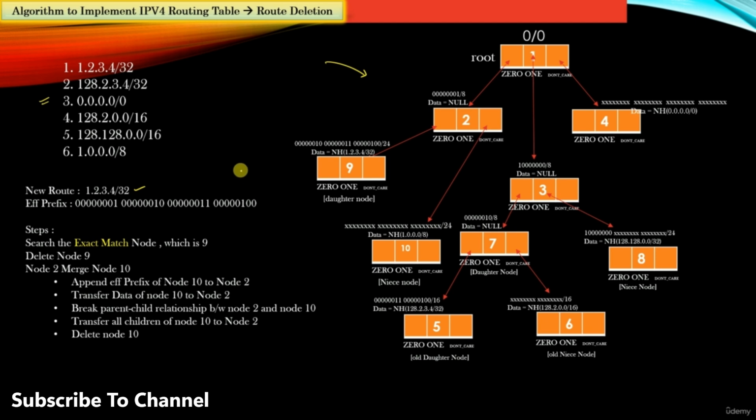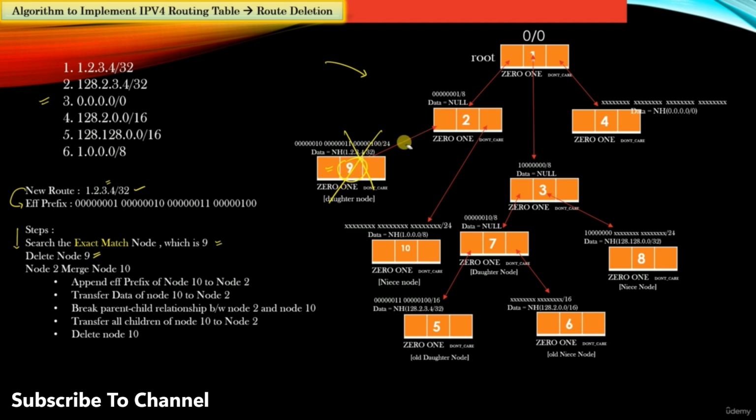So the very first thing again we will do is to compute the effective prefix of this route. And now let us go through the steps regarding route deletion. The very first thing that we need to do is execute the route search algorithm and locate the leaf node which stores the data for this route 1.2.3.4/32. The exact match route search algorithm is going to give us the node number 9. After having located such a node, simply delete that node. So the node number 9 is deleted straight away.